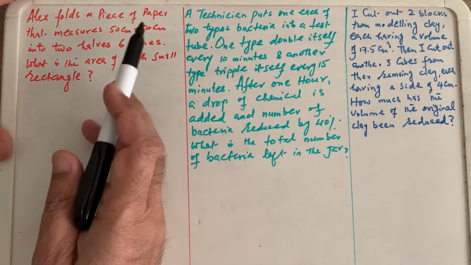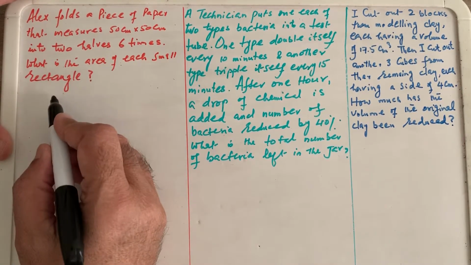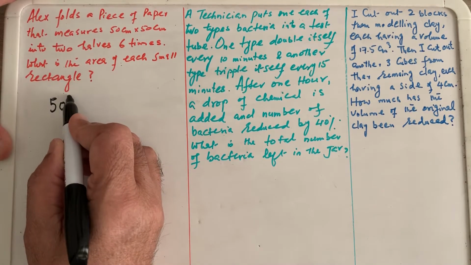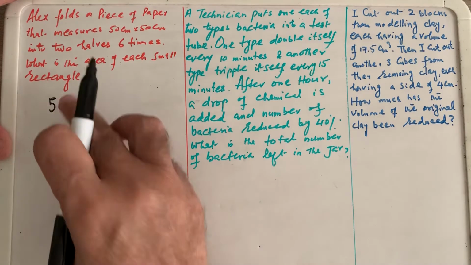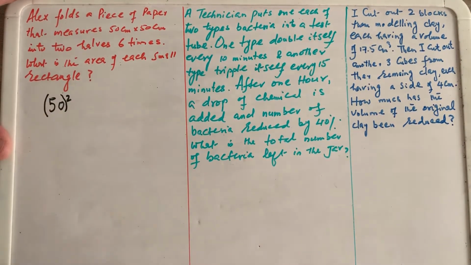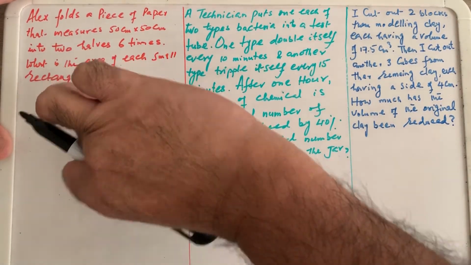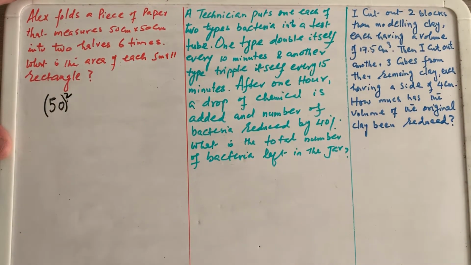Alex folds a piece of paper that measures 50 by 50. That means what is the measurement of that piece of paper? 50 centimeters square. That is 50 square. You can put parentheses or you can put without parentheses. It's the same meaning. So 50 is square. Square is always on the top of parentheses. So 50 square. He has 50 square.